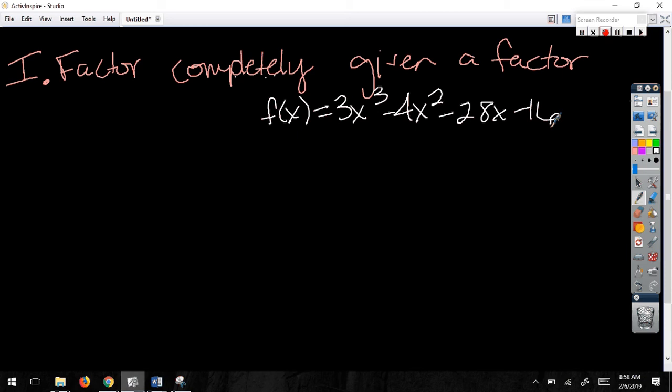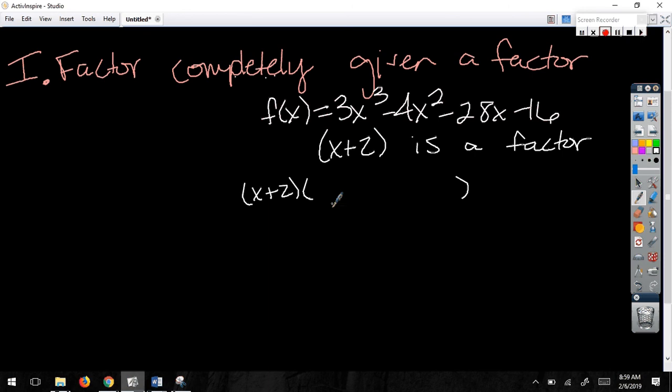Okay, so let's say I've given this polynomial to factor completely. I've utilized all my resources. I cannot factor it. But what if I said factor it completely if you know that x plus 2 is a factor? Now could you possibly factor it completely? Because what that means is that x plus 2 times something else gives me f of x.